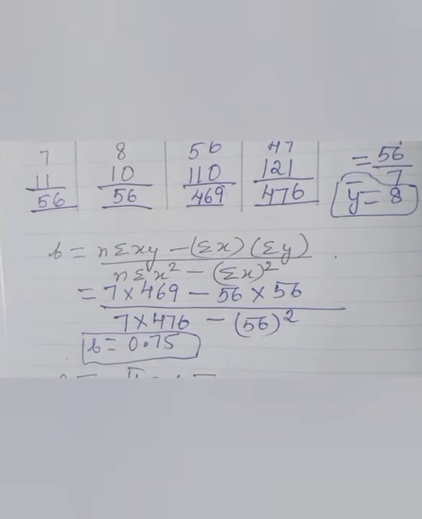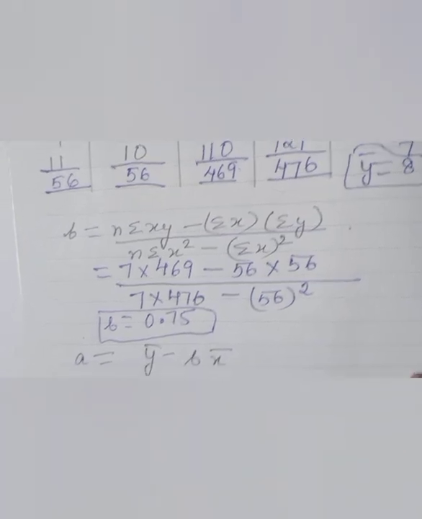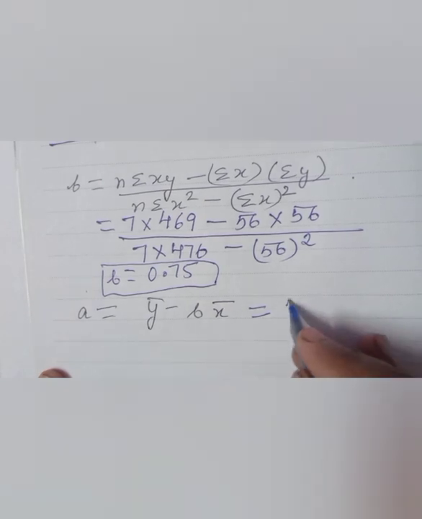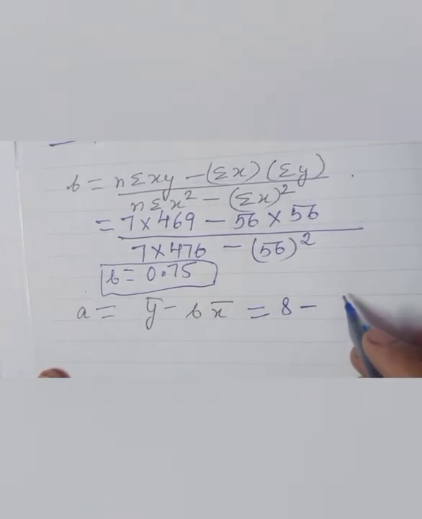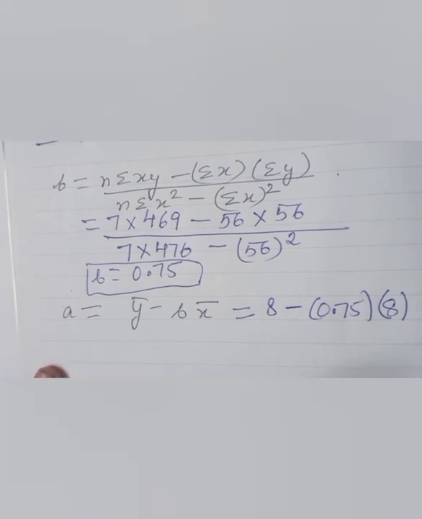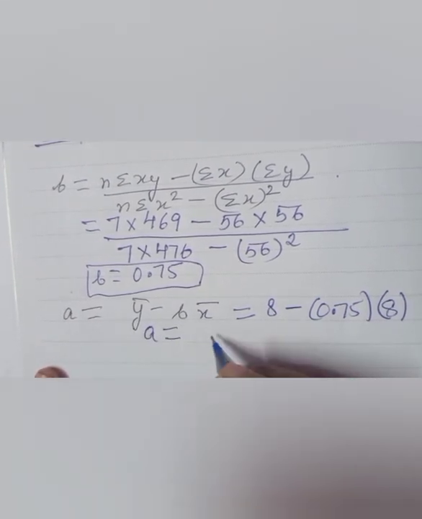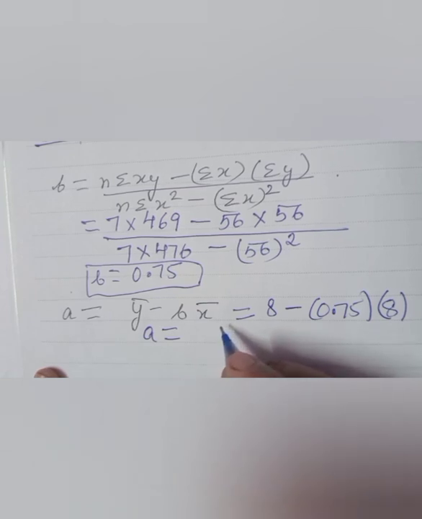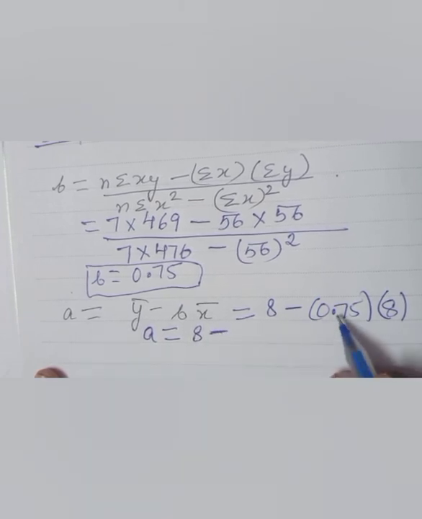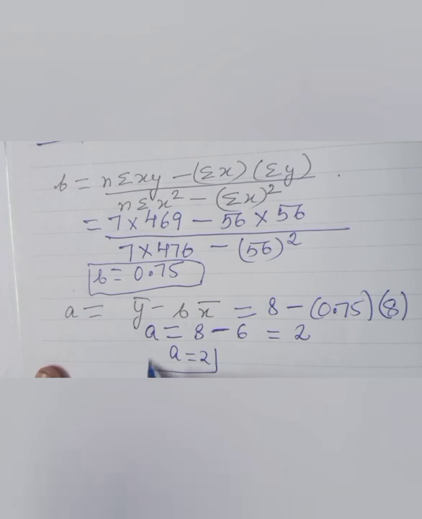Now what will be our next step? Find A. So what we will do? Substitute the values. So A will be y bar. Y bar we got as 8 minus b, which is 0.75, into x bar, which is 8. So now when you solve this, the answer which you will be getting for A will be 2, because this is 8 minus 0.75 into 8, which is 6, so it is 2. So A we are getting as 2.